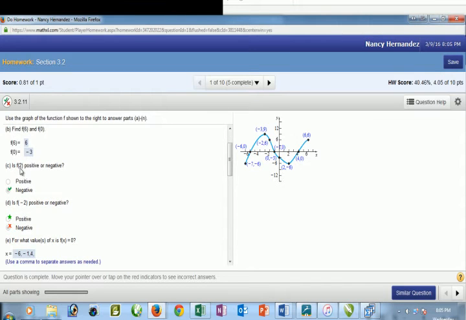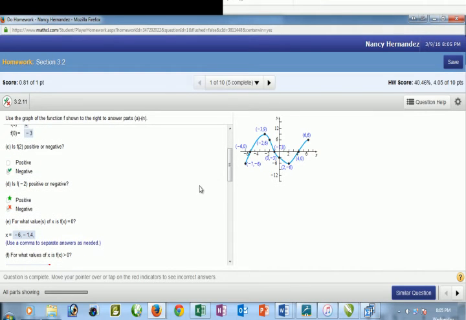Now, part C says, is f of 2 positive or negative? Go find your 2, go down to it. What is it? It's negative. Your x is 2, your y is negative. Is f of -2 positive or negative? Go over to -2, you go up to what? 6. So that answer is positive.